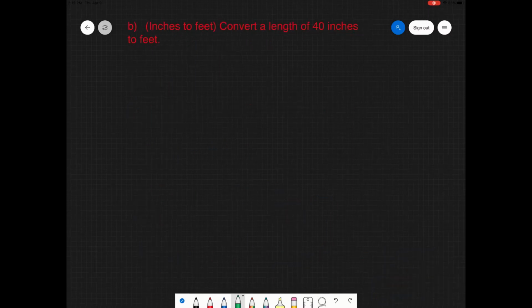Part B. Let's convert a length of 40 inches to feet. So again, we know that the conversion factor we have to use has to cancel out inches and the leftover unit has to be feet. So we have 40 inches, which is the same thing as 40 inches divided by 1. And we're going to multiply this by a quantity equivalent to 1, which is our conversion factor.